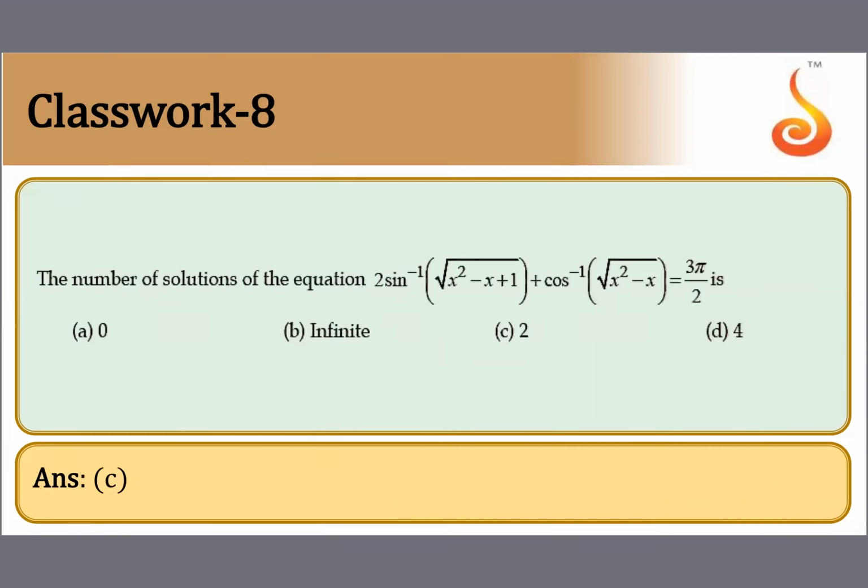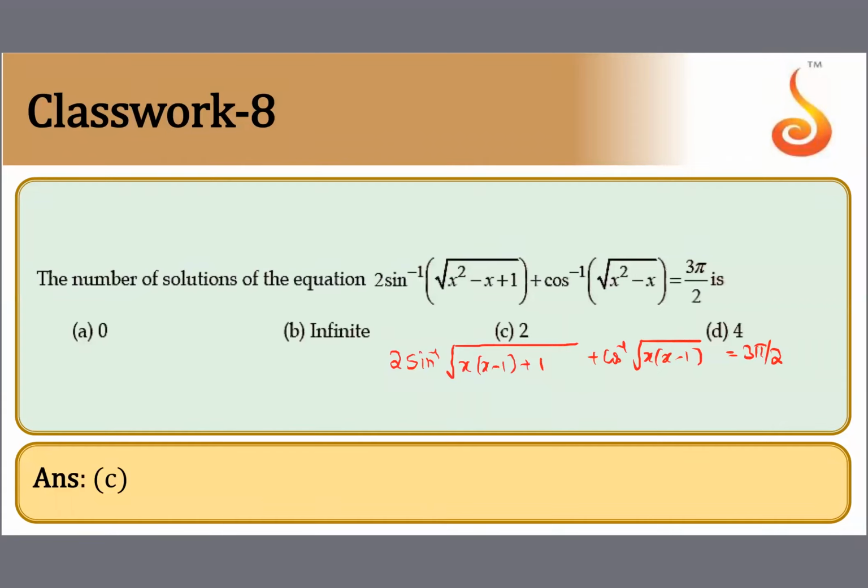So again, a very interesting problem. 2 sine inverse of the square root of x into x minus 1, plus cos inverse of the square root of x into x minus 1, is equal to 3 pi by 2.